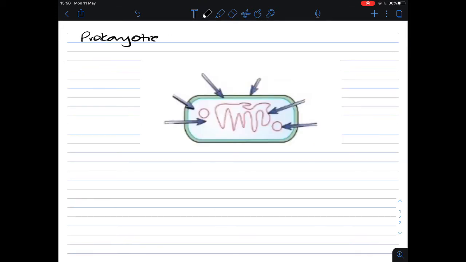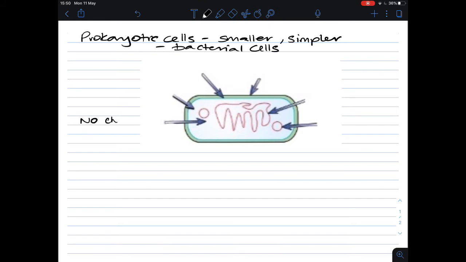Prokaryotic cells are smaller and simpler, like bacteria. Bacteria are prokaryotes, and here's what a cell might look like. They don't have chloroplasts or mitochondria. They have cytoplasm and a cell membrane and a cell wall.